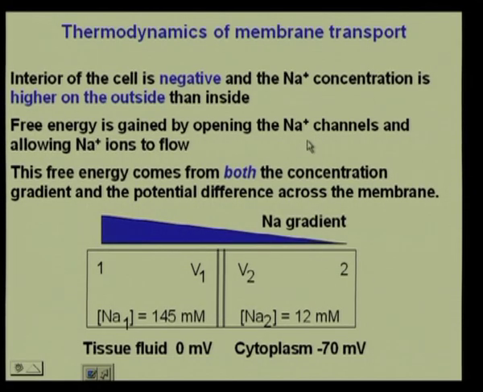We calculated that the delta mu is going to be negative for such a case, because the ln is going to be negative, right? So, we gain free energy by opening the sodium channels and allowing the sodium ions to flow. But we know that the free energy comes from both the concentration gradient and the potential difference across the membrane. And as I mentioned, when we have an H plus case, in addition to this, we are going to have a pH gradient as well that has to be considered in our calculations for delta G.